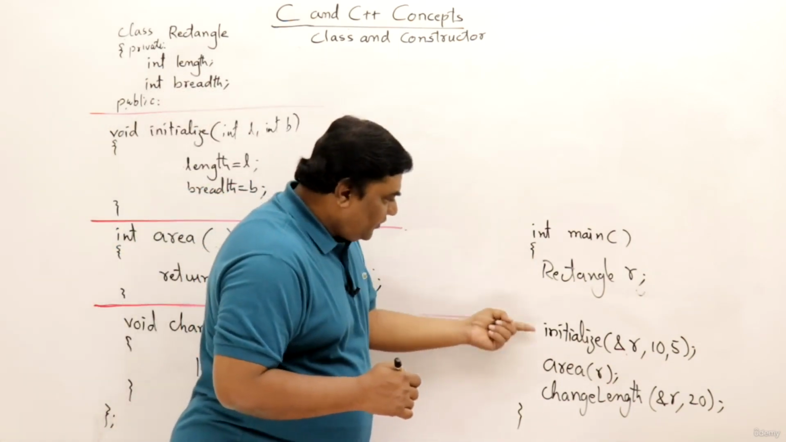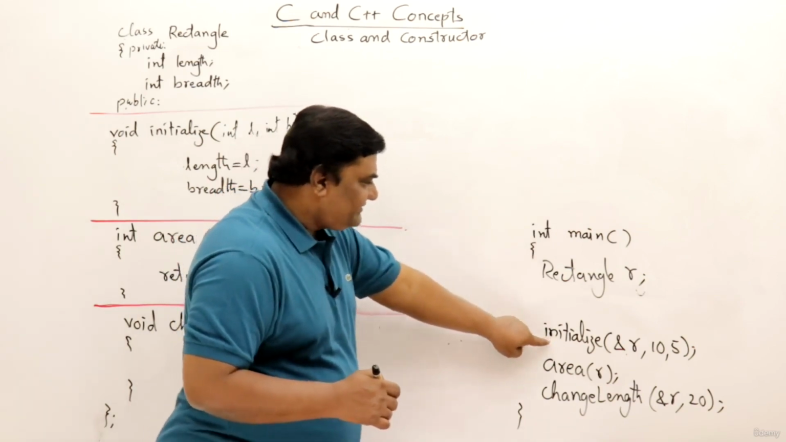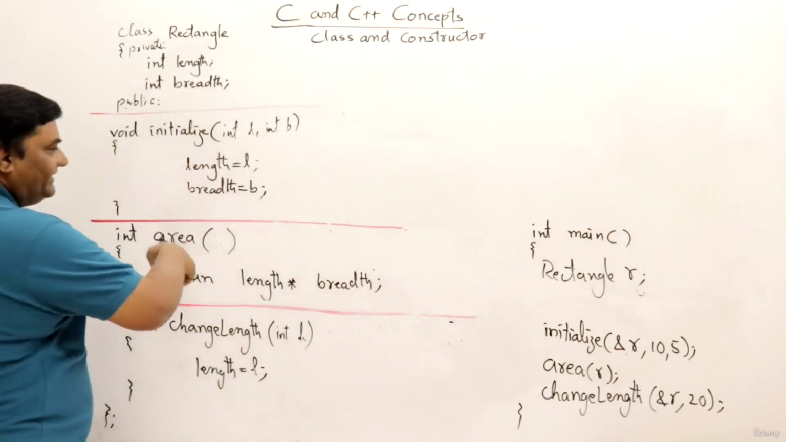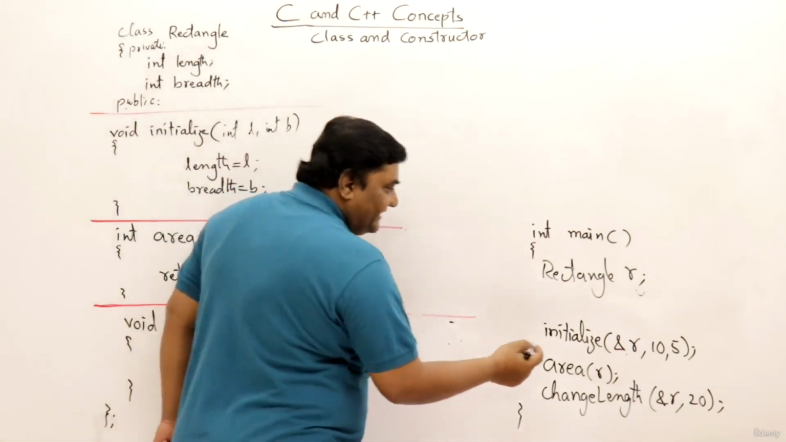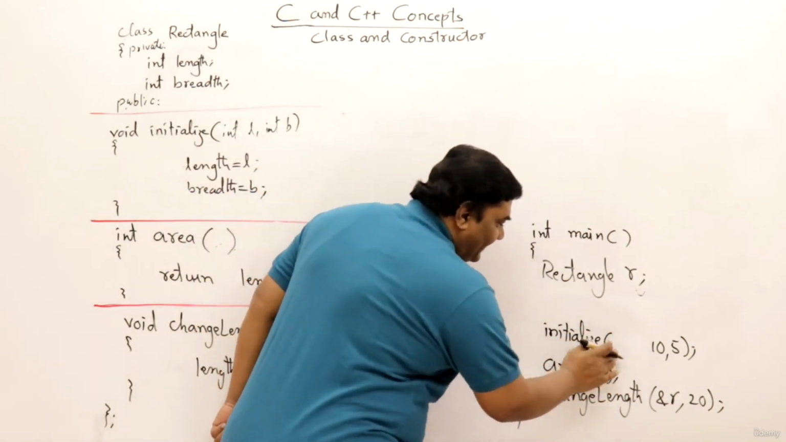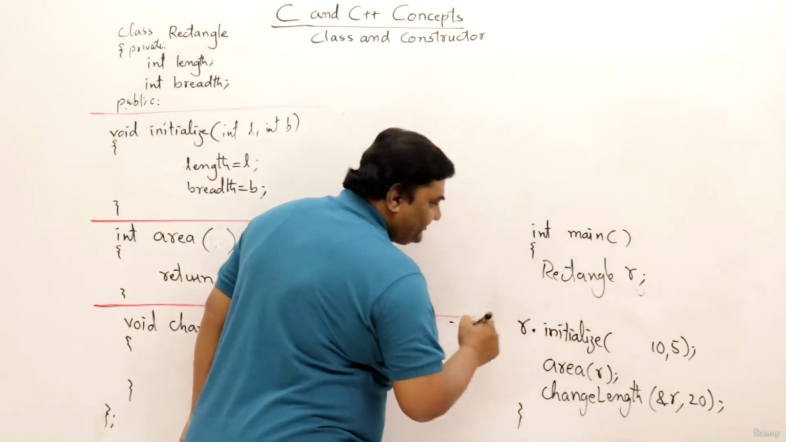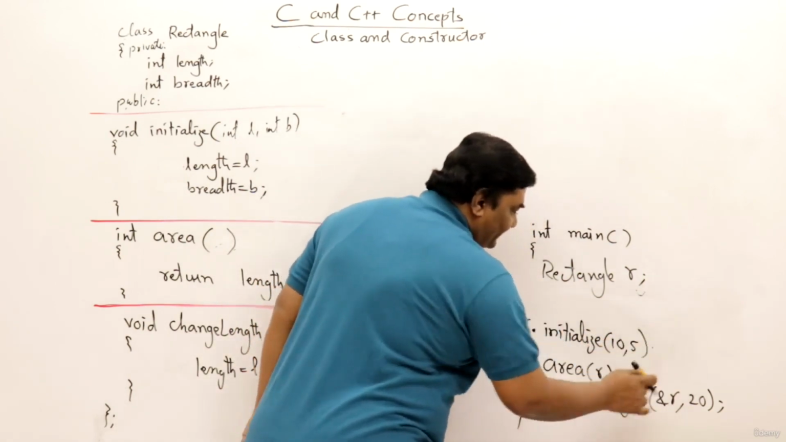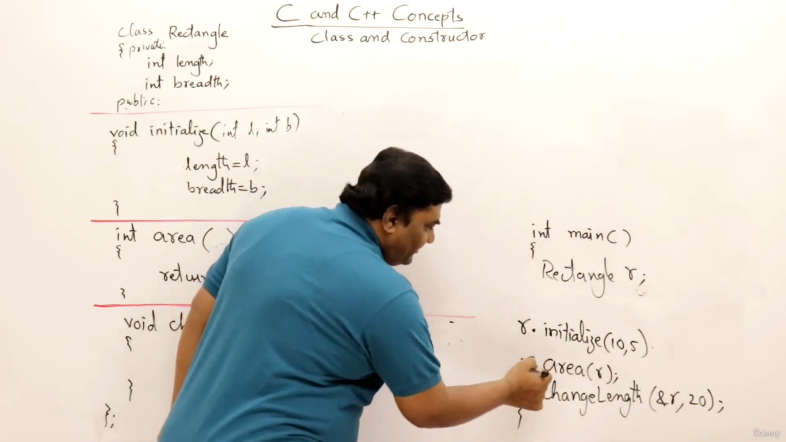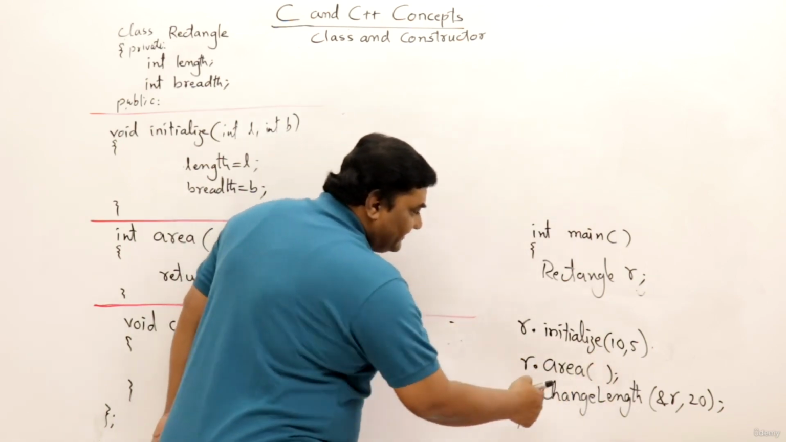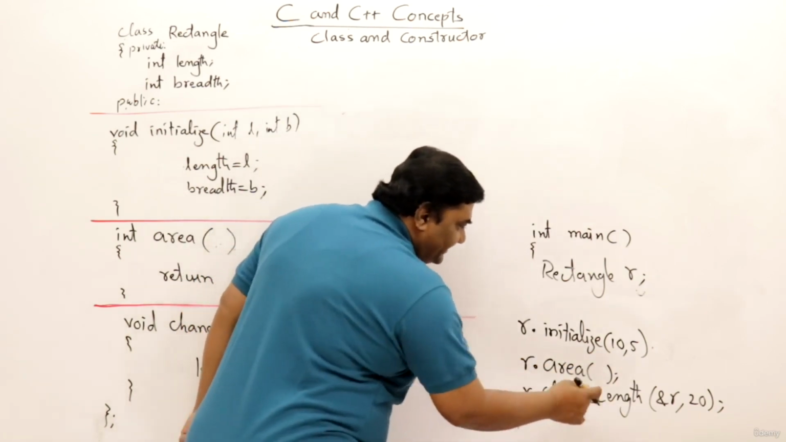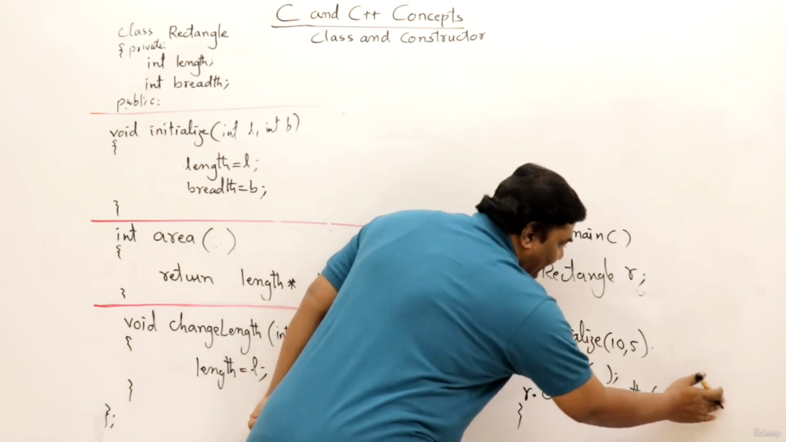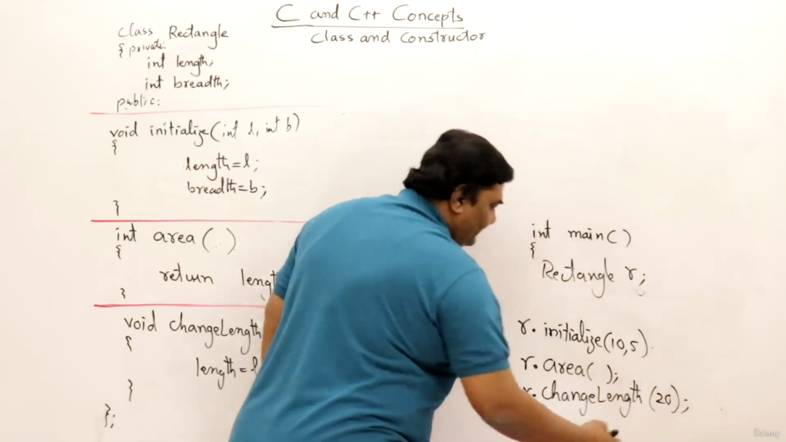Then how to call these functions? These functions are present inside the rectangle only. So for calling these functions, instead of passing the parameter, I should say r dot initialize, then pass 10, 5. Remove this one. Then call this as r dot area. Remove this one. Then call this as r dot change length. Remove this one and just pass 20.